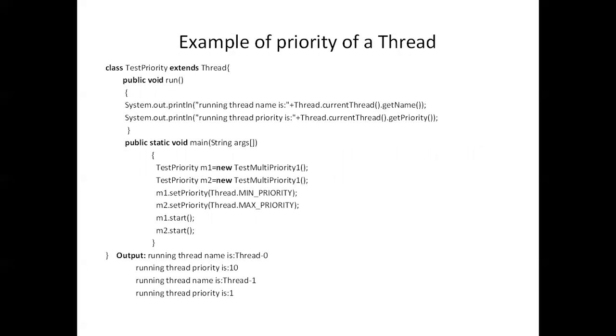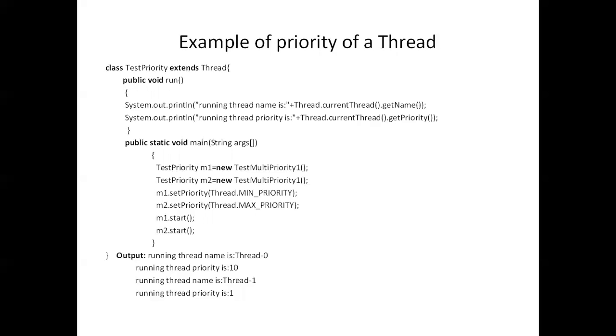So there is an example of priority of thread. The class name is TestPriority which extends the Thread class. After that, the public void run method where we display the running thread name. Thread.currentThread().getName() is used to display the current thread name. After that, System.out.println running thread priority is Thread.currentThread().getPriority(). getPriority is used to give the priority of the current thread.